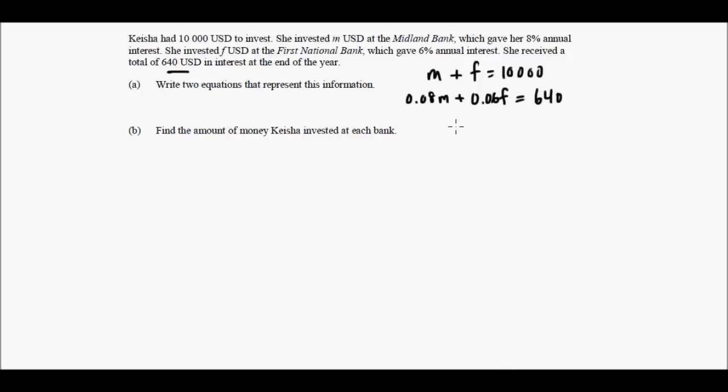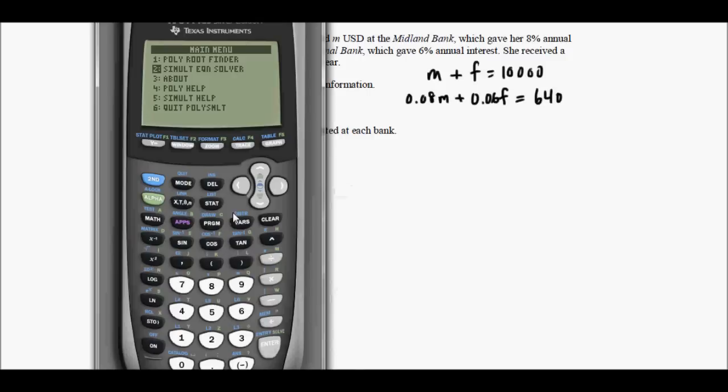Okay, so that's the tricky part, setting them up. Once you've done that, you roll to the calculator again. So we'll go to simultaneous equation solver, next. Once you've set it up, you're good to go. And then we'll just put it in. In this case, it's going to be 1, 1, 10,000. And then it's going to be 0.08, 0.06, and 640. Okay, and then we'll solve it.